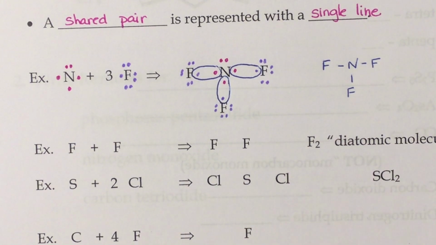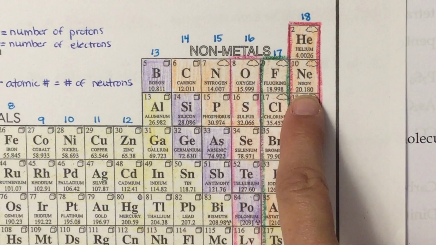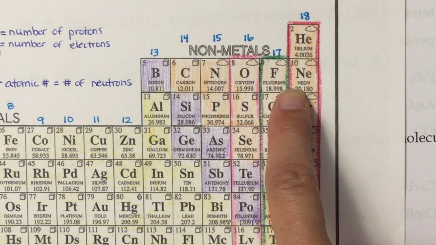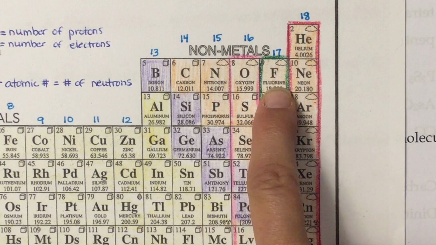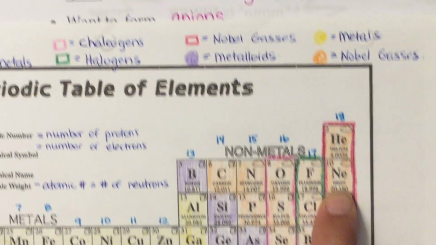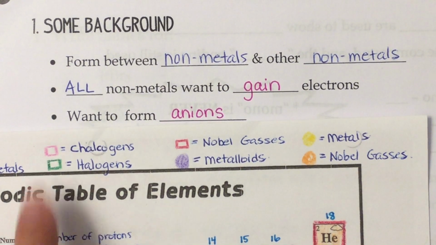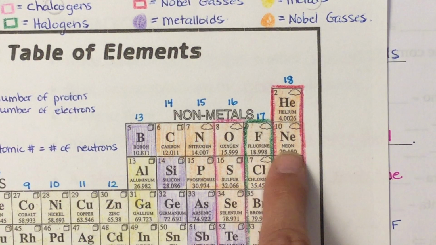The goal of every element is to become like its closest noble gas. Fluorine wants to become like neon. Neon has 8 valence electrons, so in order for fluorine to become like neon, it needs 1 more valence electron. That's why it gains, where we said here that all nonmetals want to gain electrons. They want to gain electrons to become like their closest noble gas.